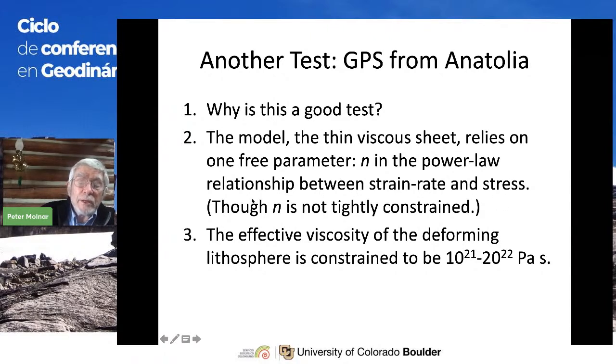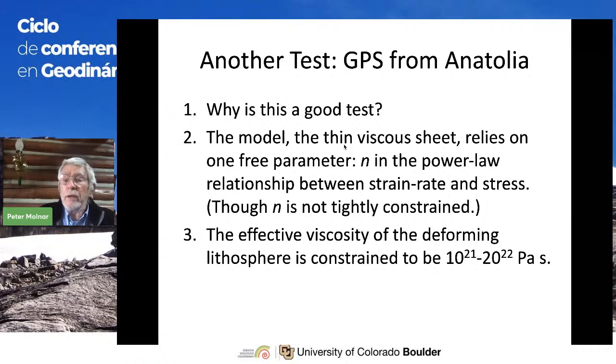Now, the weakness is they don't really constrain n very well. But never mind. They get an effective viscosity of the deforming region in this 10 to the 21, 10 to the 22 Pascal seconds. But the point really is only one number is free, and it really doesn't matter. Essentially, they can explain everything without making assumptions other than isostatic equilibrium and the thin viscous sheet equations.